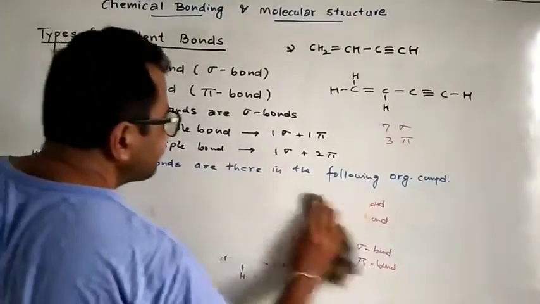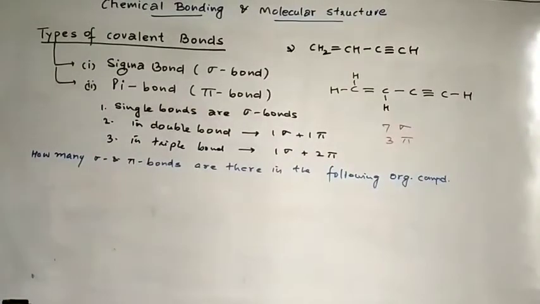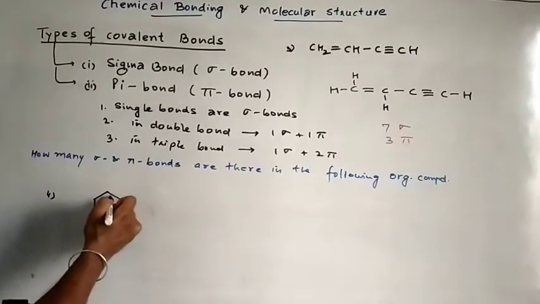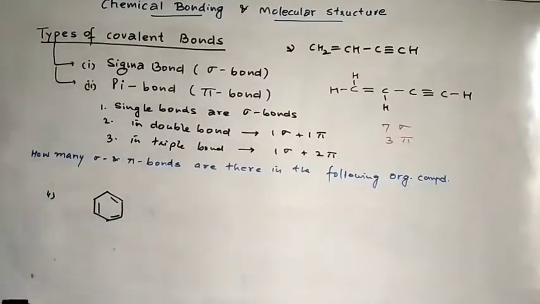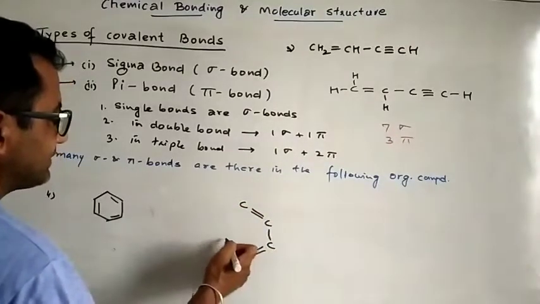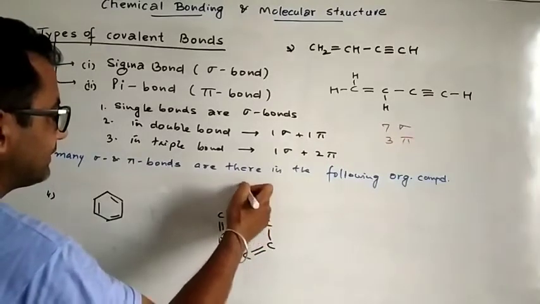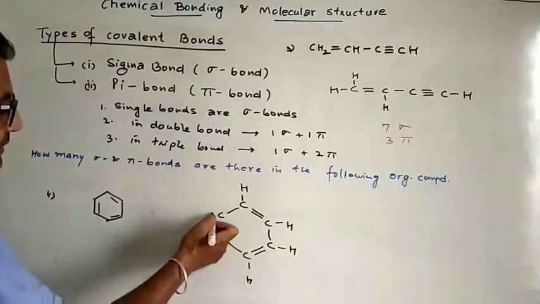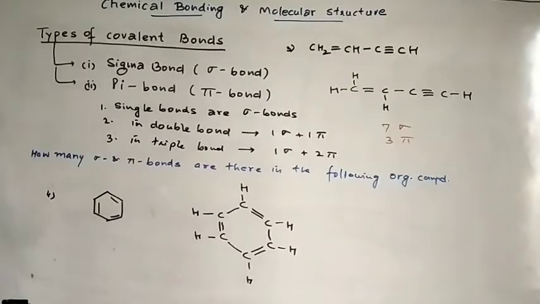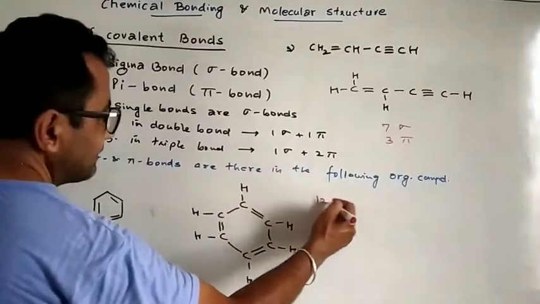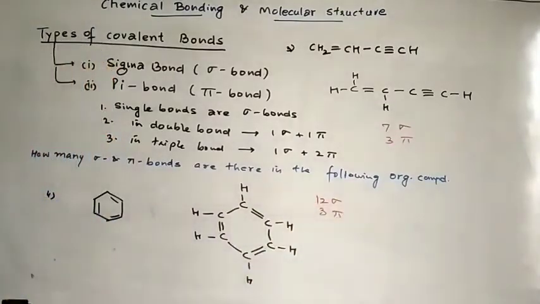Take one more example. See, if benzene is given, so number 4. This is the structure of benzene. How many sigma and pi bonds are there? Open the structure. In benzene we have 6 carbon, 6 hydrogen. You know it's C6H6, like this. Count the sigma and pi. Okay, sigma bonds are 1, 2, 3, 4, 5, 6 and 6, 12 sigma, 3 pi. That's it. This is about the sigma and pi bond.